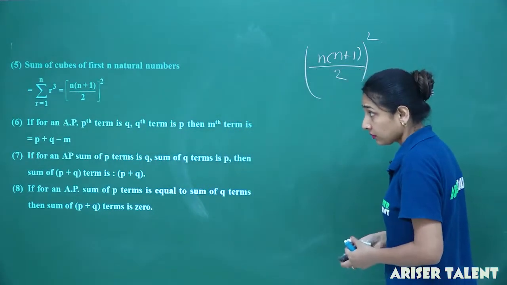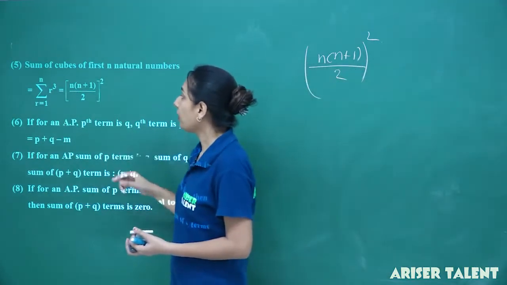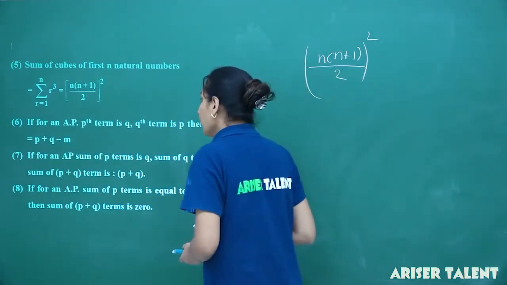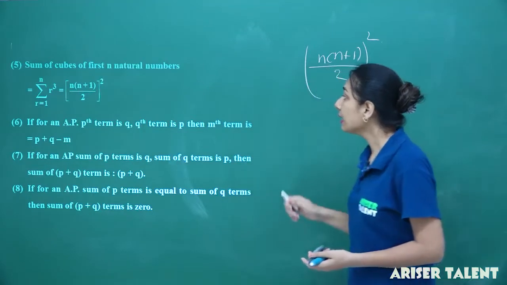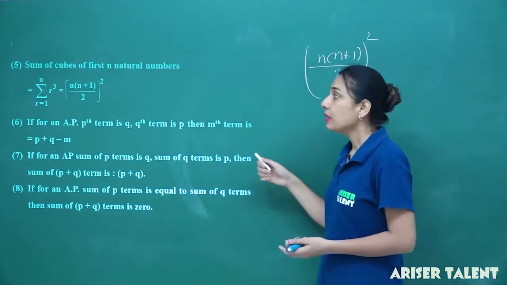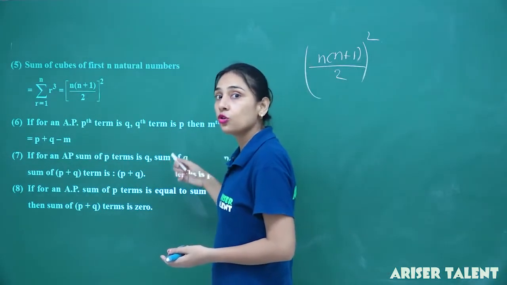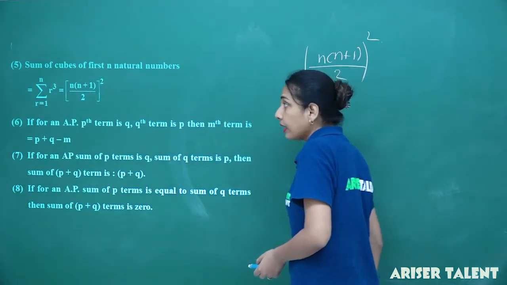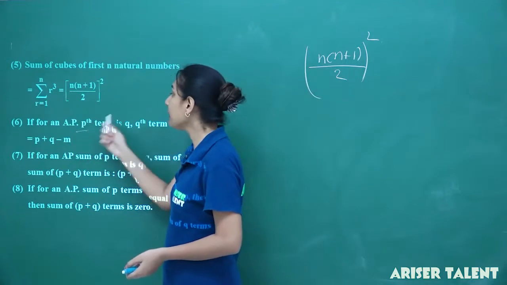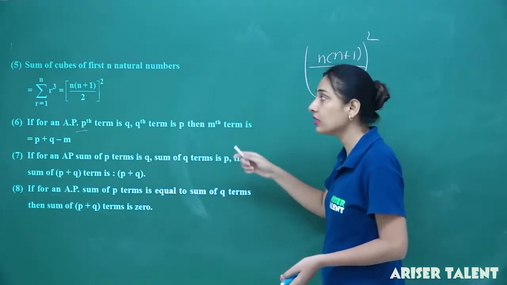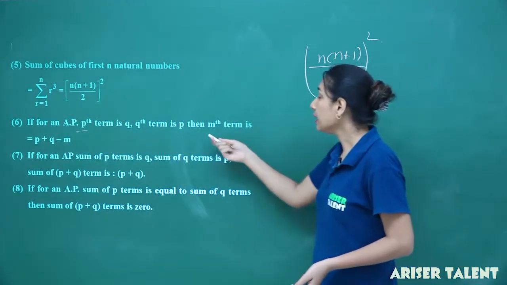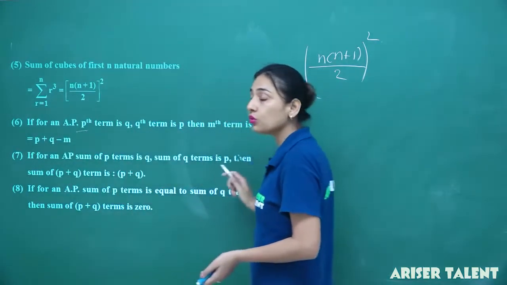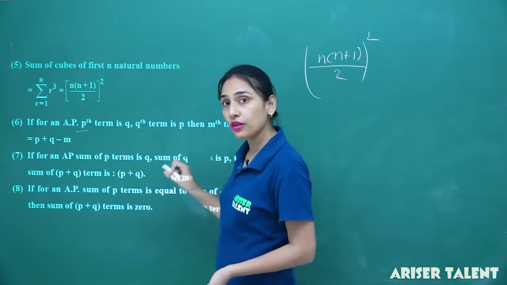Okay. The sixth one: for an AP, an arithmetic progression, if the pth term is q and the qth term is p, then the mth term is p plus q minus m. Okay. If the pth term is q and the qth term is p, then the mth term will be what? p plus q, the summation of these two terms, minus m.